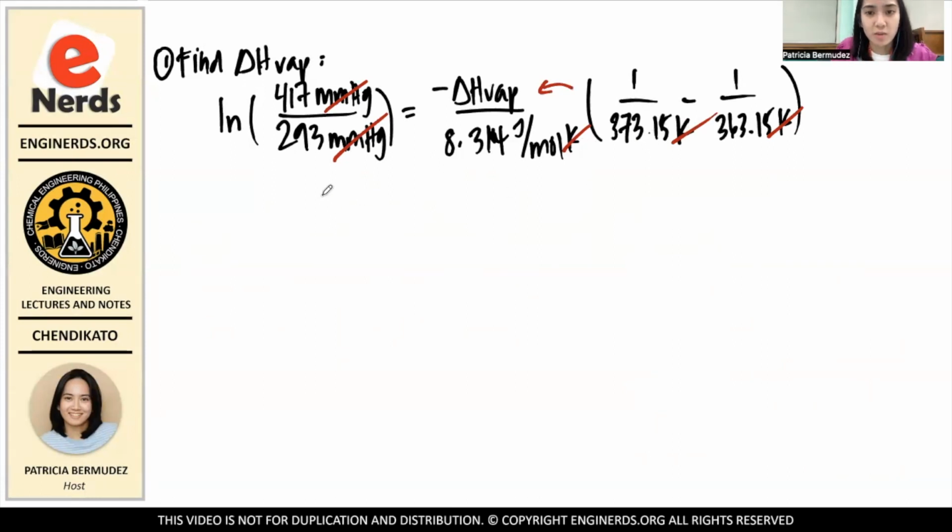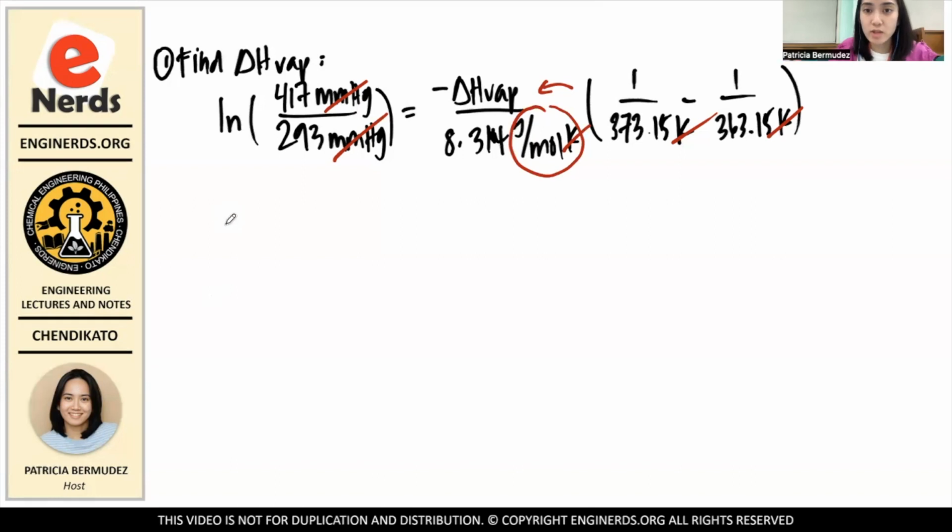Parang ganito lang siya. We have 1 over k. Tapos, itong unit na to, joules per mole Kelvin. So, makacancel yan. Kasi parehong nasa denominator. Okay? So, matitirang unit for delta H is joules per mole. Why? Kasi itong one side of the equation is unitless. So itong side of the equation has to be unitless as well. And how do we make it unitless if delta H vap is in joules per mole as well? Kasi makakancel yun. Okay? So now let's calculate for delta H.